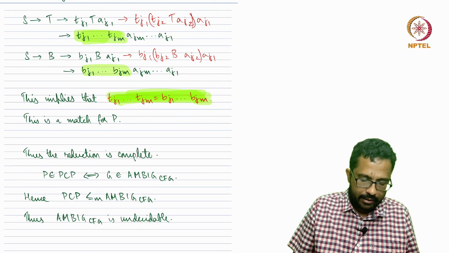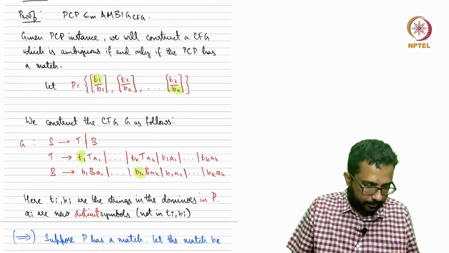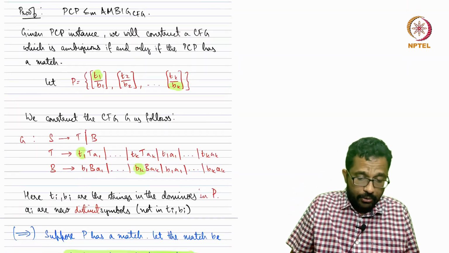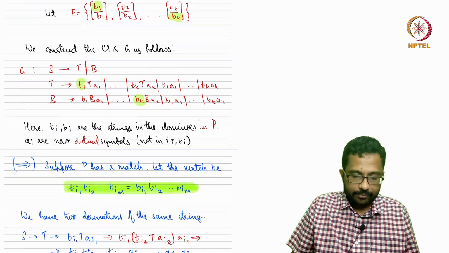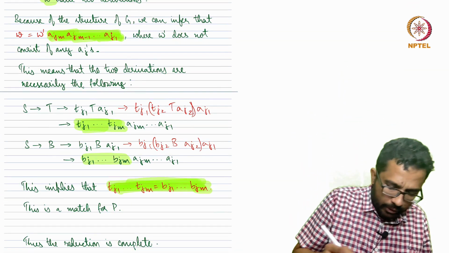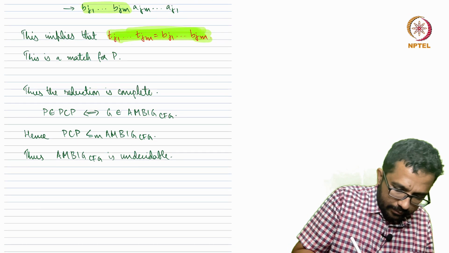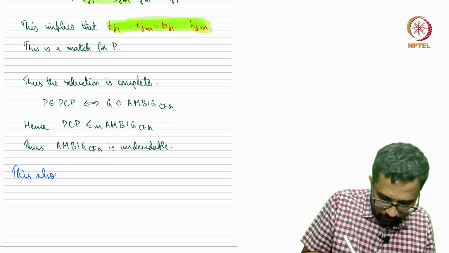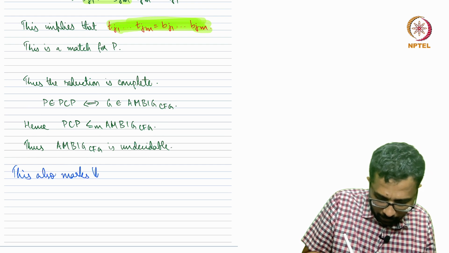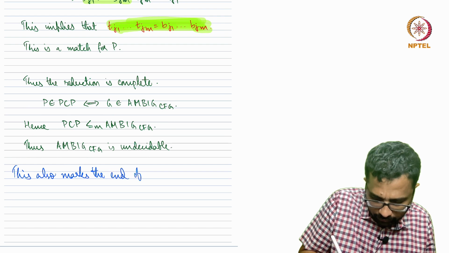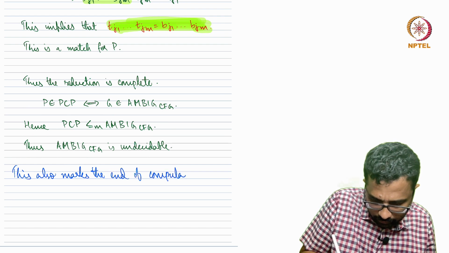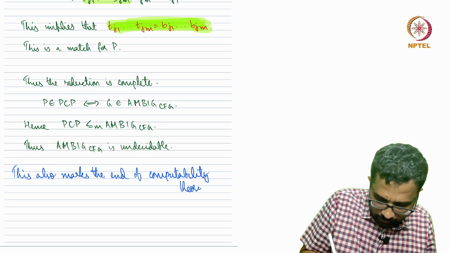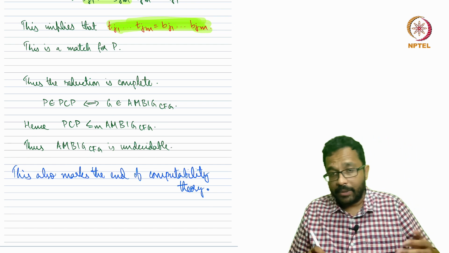So the ambiguous CFG is undecidable, right? And that completes lecture 44. This also completes the part on computability theory, right? So this also marks the end of computability theory, which is chapter 5.